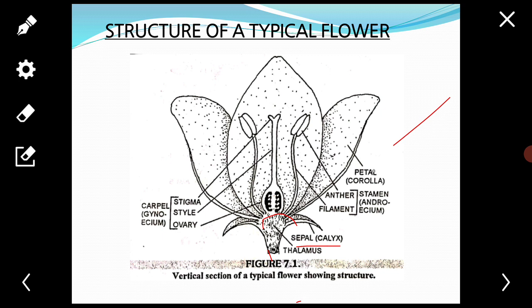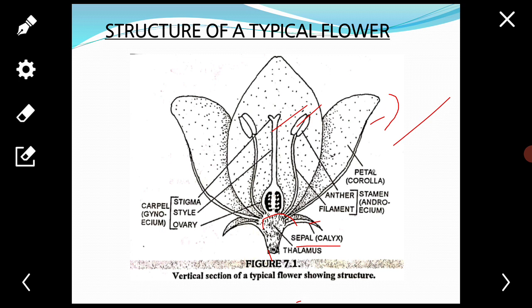Out of these, the two lower whorls, means the calyx, that is this, and corolla, that is this, are sterile and considered as non-essential or accessory or helping whorls, while the upper two whorls, that is the androecium and gynoecium, are fertile and considered as essential or reproductive whorls.